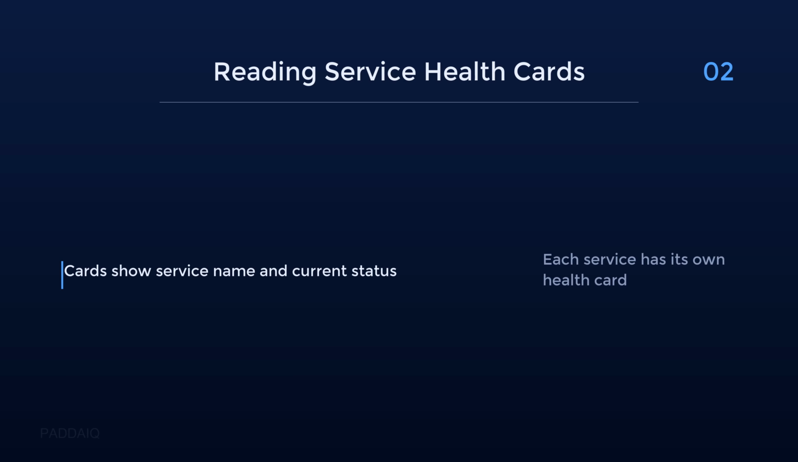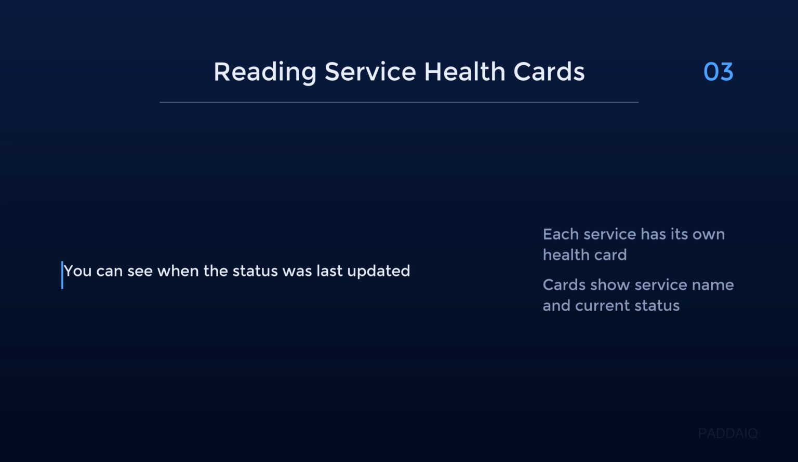Cards show service name and current status. This means each health card clearly displays the specific service, like SAP HANA Cloud, and its operational state, such as available or disrupted. For instance, if the SAP Integration Suite card shows available, you know it is functioning normally. This immediate visibility helps you quickly assess which services are ready for use.